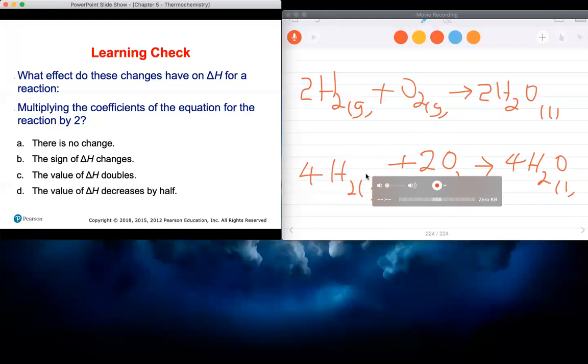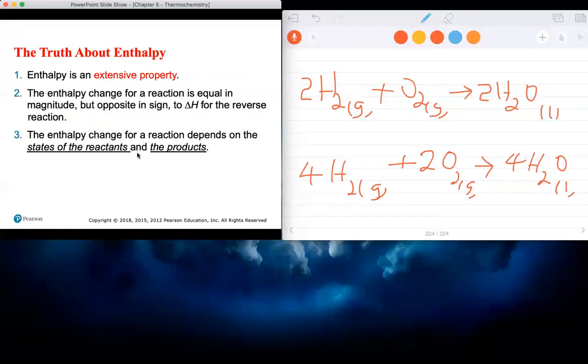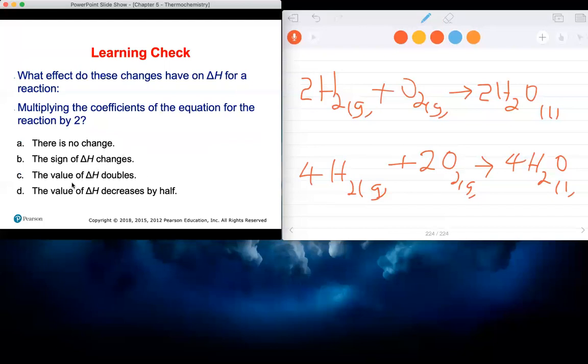Yes, Jennifer, correct. You are absolutely right. The value of the change in enthalpy of the reaction will double. It's extensive. It depends on the amount. So if I divide by 2, it will reduce by half. If I multiply by 3, it will triple. If I multiply by 4, it will quadruple, and so forth. So it has to do with point number 1 here, that it is an extensive property. So we are multiplying by 2 and the enthalpy of reaction will double.